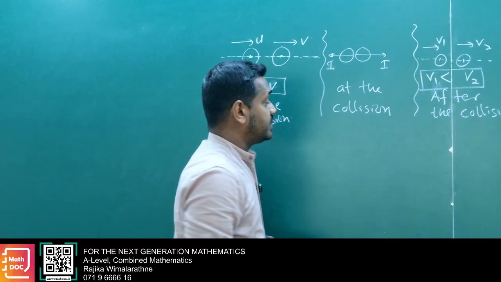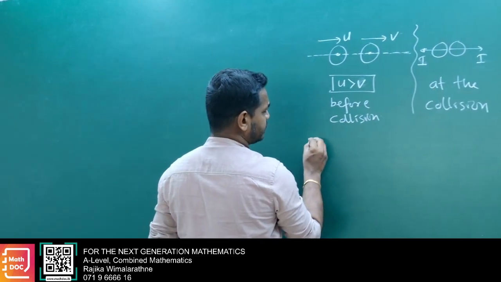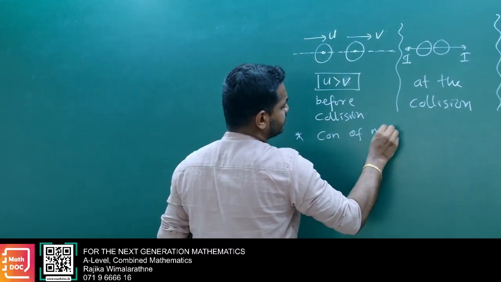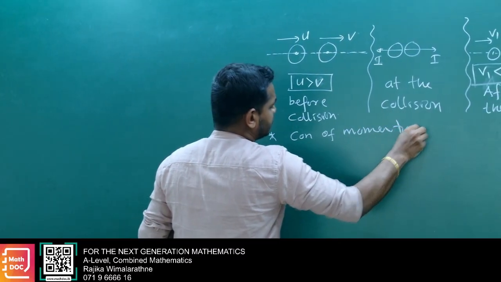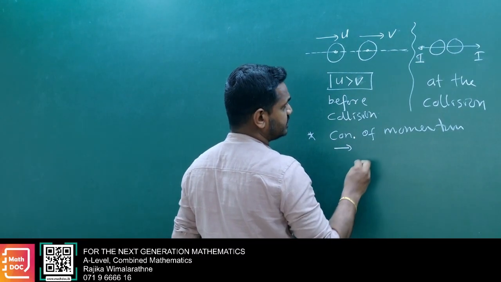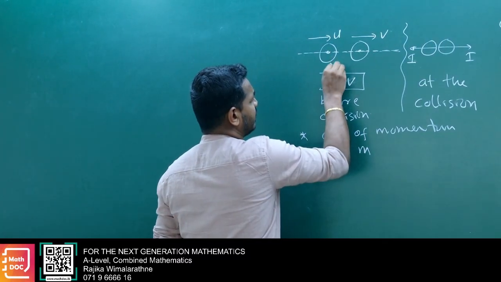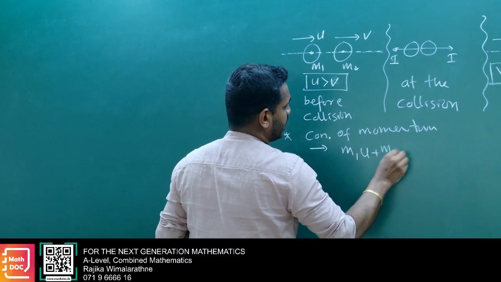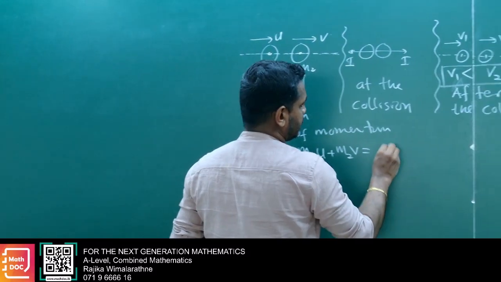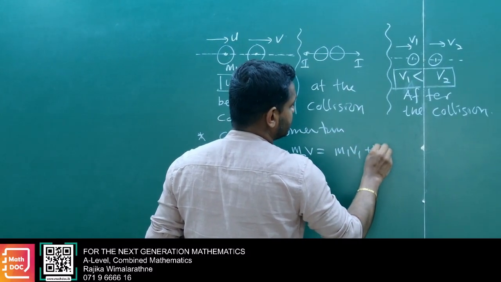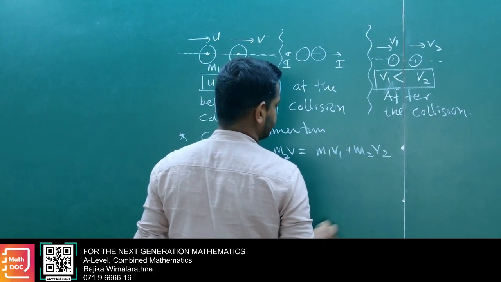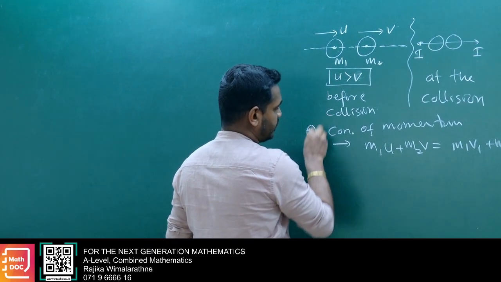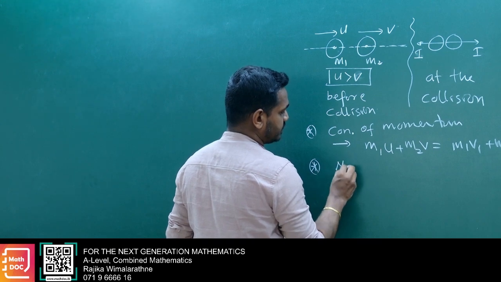Then to analyze this, use conservation of momentum for a certain direction. Here take m1, m2, then m1u, m2v, m1v1, m2v2. Thereafter, a new theorem we call Newton's law of restitution.